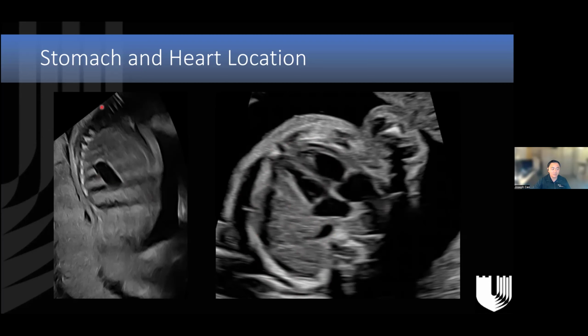If you look at a sagittal or longitudinal image over here, you'll see these are the ribs. These individual bright spots are the ribs, and you have a fluid-filled bubble inside the thoracic cavity. That's going to be your first clue that you're dealing with a congenital diaphragmatic hernia when the stomach is up in the chest.